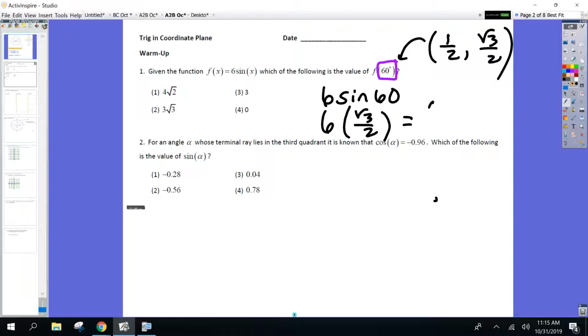Yeah, I don't want a decimal. So 6 radical 3 over bottom times bottom, 2. Go one extra step. What do you have?